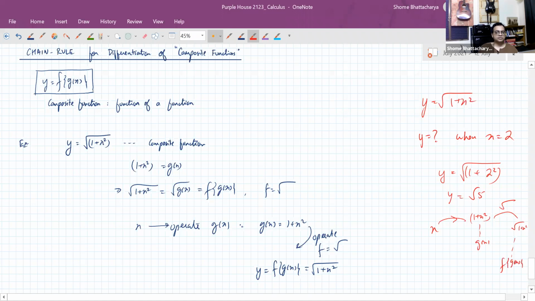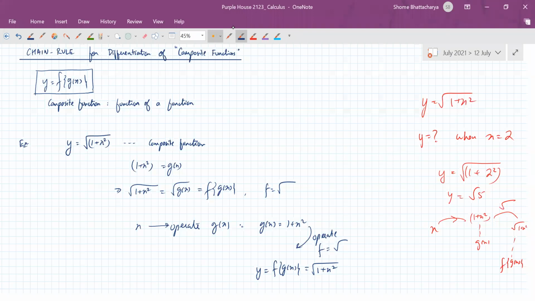F and g are just names, but the important thing is that it's one operation, and then on top of that, we are doing another operation. So there is one inner function and there's one outer function. In the example that I have given you, square root of 1 plus x square, the inner one is 1 plus x square. First we have operated the inner one on x, and then we have operated the outer one on that function 1 plus x square. So it is square root of g of x, or square root of the function which is 1 plus x square.